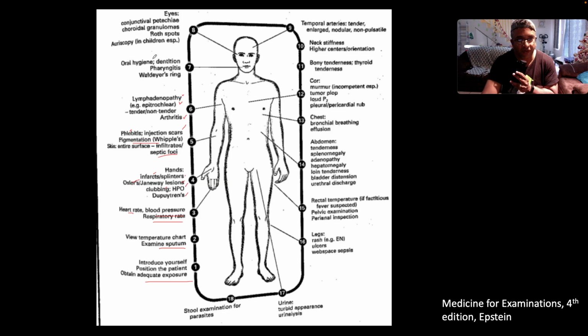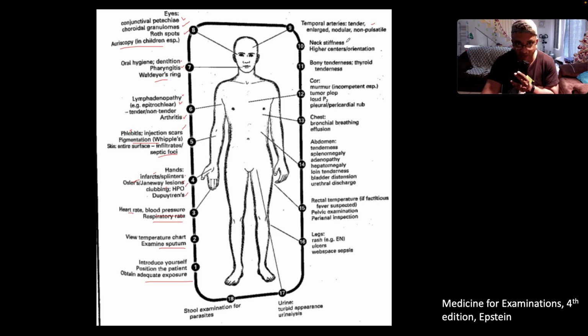Look into the mouth, look at the oral hygiene, just the general state of dentition. Is there any pharyngitis, Waldeyer's ring? Is there any tonsillitis? In the eyes, you're looking for conjunctival petechiae, choroidal granulomas, Roth spots, right, which basically occur in the setting of infective endocarditis. They are a vasculitic lesion with a pale center, right? And look into the ears with the otoscope, especially in kids, because ENT infections are probably more common. Then, if it's an elderly person, always check for tender temporal arteries, because it could indicate temporal arteritis, which tend to be enlarged, tortuous, nodular, and non-pulsatile, right?